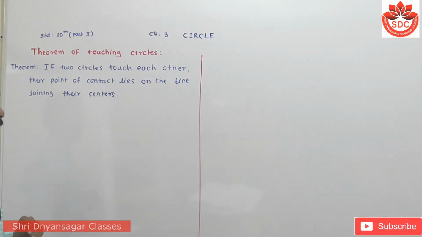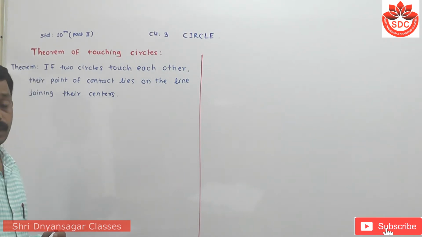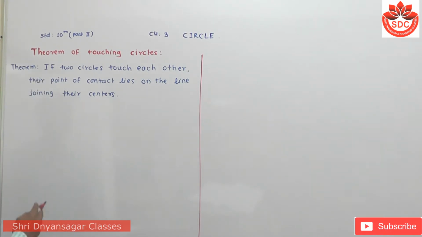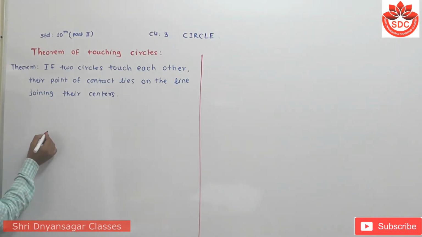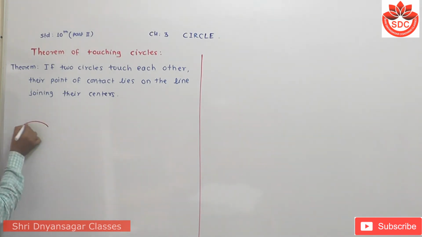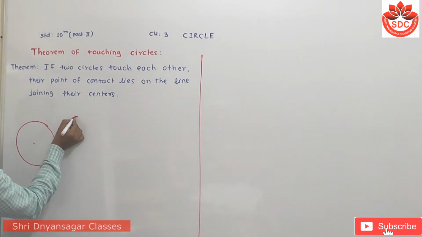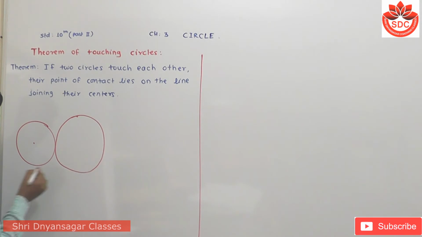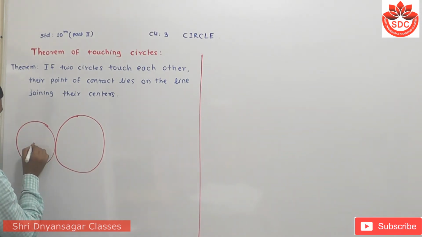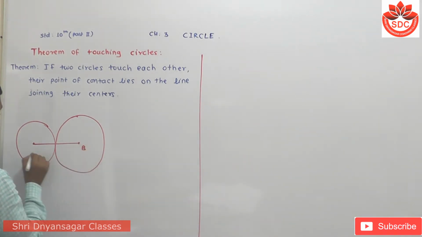joining their centers. Now student, for this I have to draw two circles here. There are two types, internally touching and externally touching circles. First I draw the externally touching circles. Suppose that the points A, B, C are collinear points here. I draw one circle, this is the circle with center A, and this is the circle with center B, and the point of contact is C.